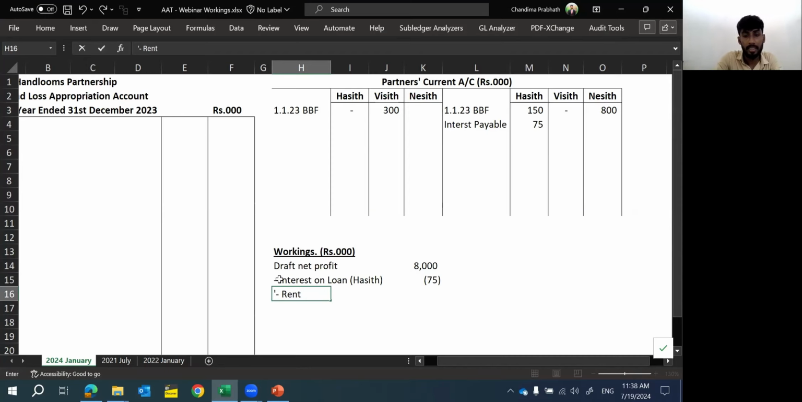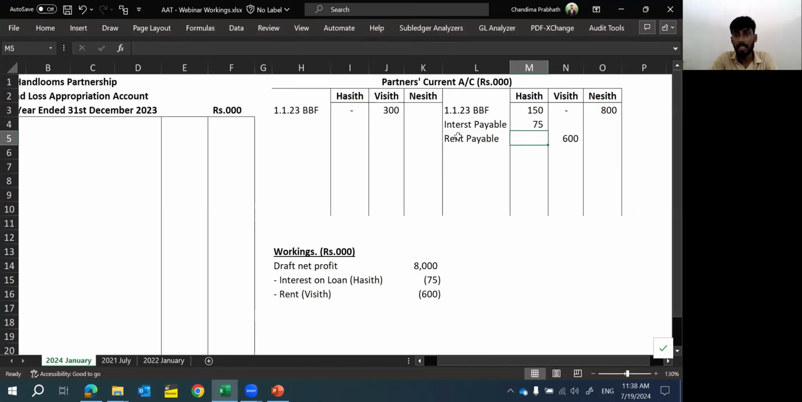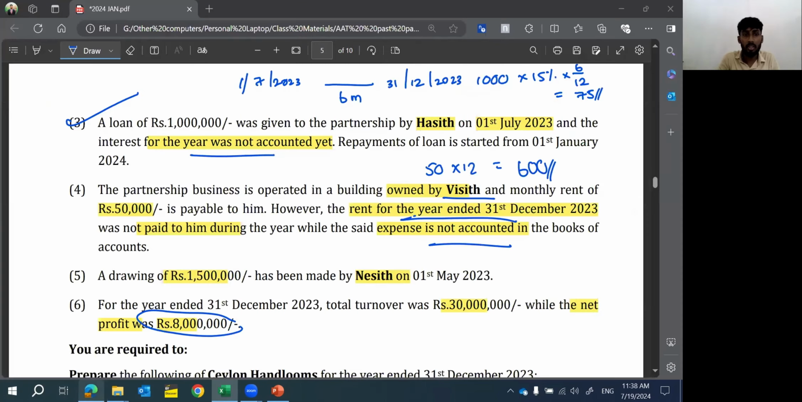Rent payable to whom? Visit. Rent payable to Visit. So how? 50 into 12, so it's 600. So here, rent payable. I am crediting Visit 600. Okay, you can also record that 600. Done.